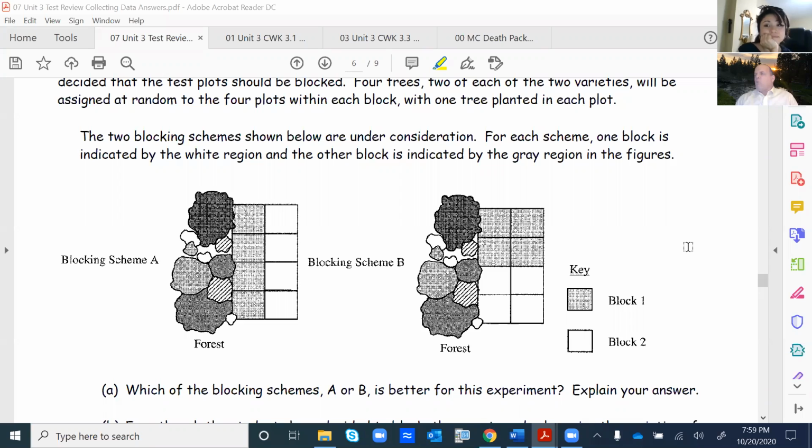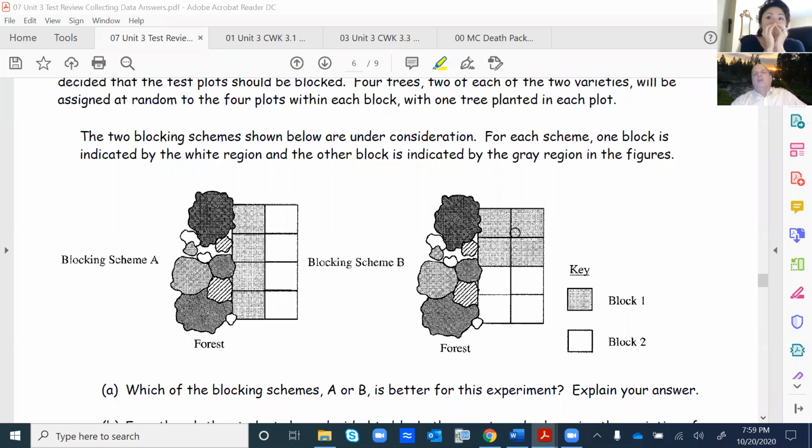Remember, when you block, you want to block so that each block is as similar as possible. So, in this case, if I look at this block, every single one of those plots has one thing in common. They're next to the forest. That's similar. When I look at this block, everything has one thing in common. They're away from the forest. So blocking scheme A is better. And I'm going to draw this out for you in a moment on a separate sheet of paper.